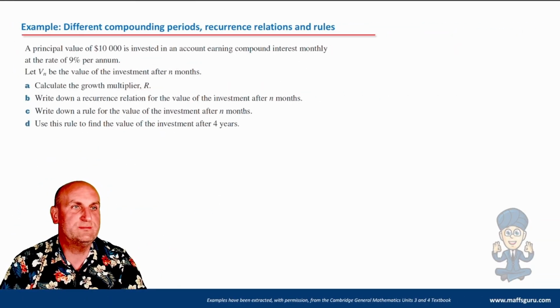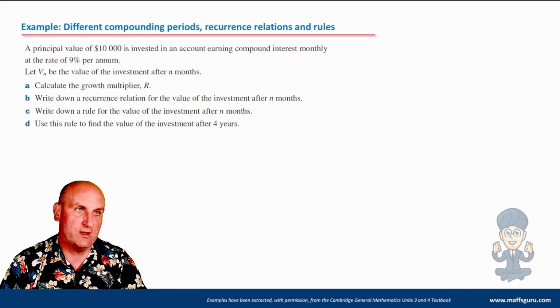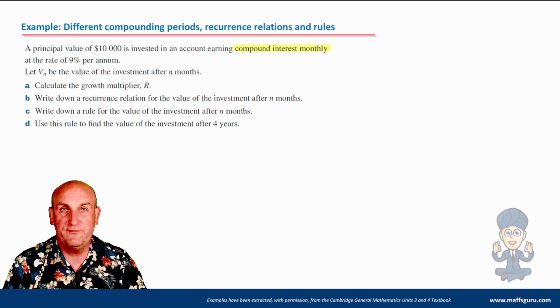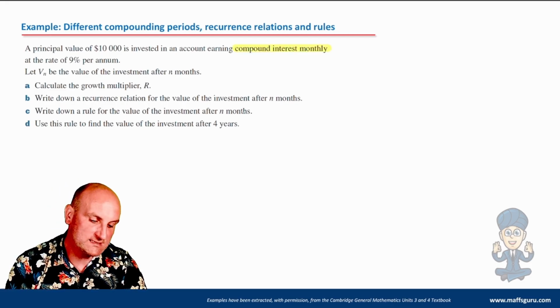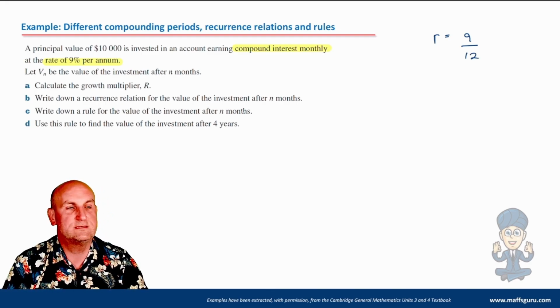Here's another example. A principal value of $10,000 is invested in an account earning compound interest monthly at the rate of 9% per annum. Now, notice what they've done here. They've said that it is compounding monthly. So automatically, I know my dividing is going to be 12 because I've got an annual rate of 9. So in this situation, little r is going to be 9 on 12. And that's just what I do in every case. So calculate the growth multiplier R.